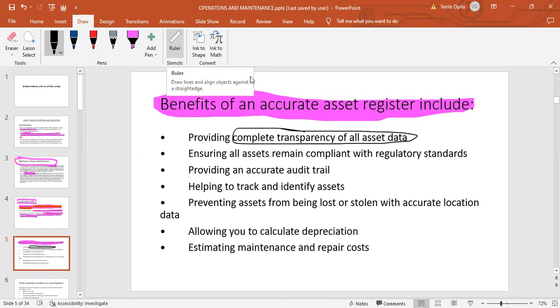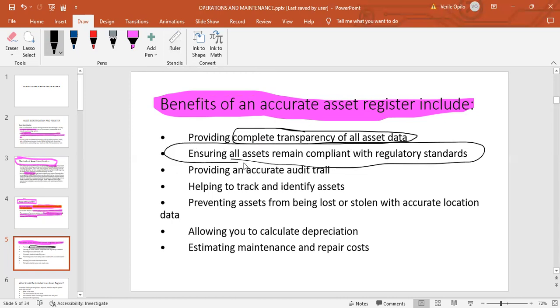Then the other thing is that it also ensures that all assets remain compliant with regulatory standards. You find that there are some assets that you need to do regular maintenance on. It is actually a requirement by law. So in that case, what do you do?